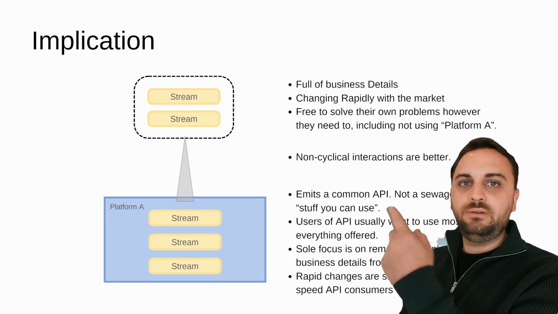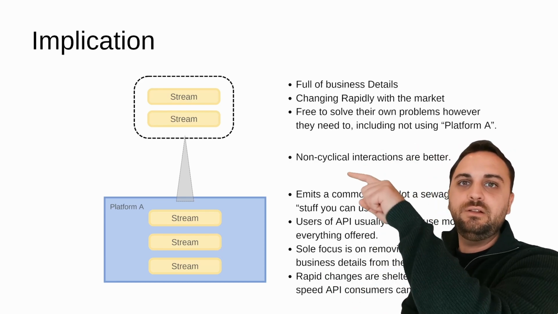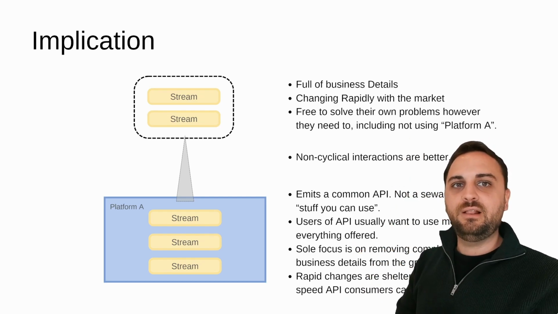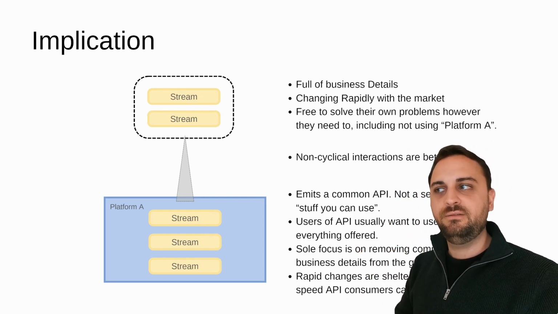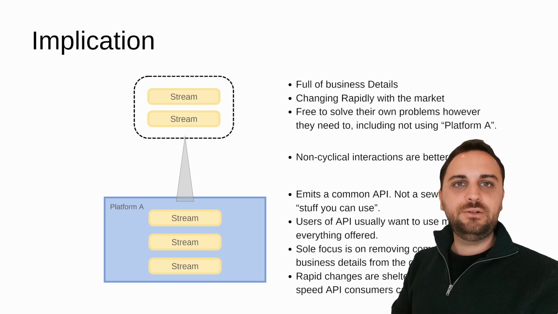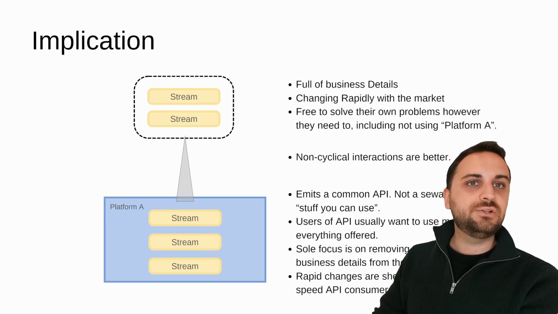So non-cyclical interactions are better. So we shouldn't have any loop-de-loops down. It's actually, I love this vertical stuff, especially from a software architecture perspective. Minimize that cascade of change. We have something that can be changed quite easily.